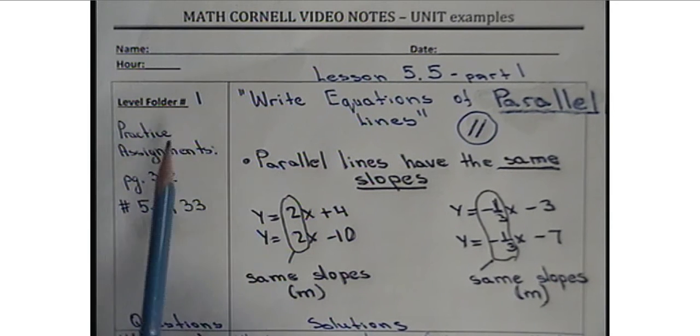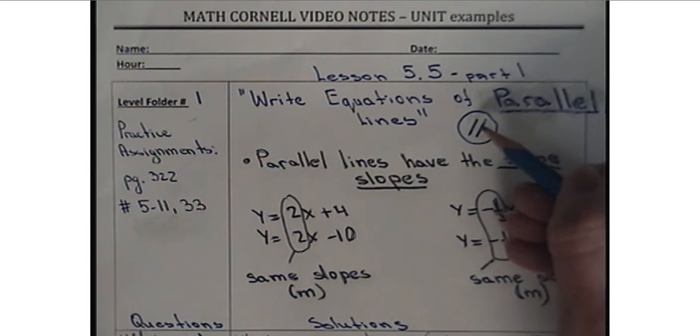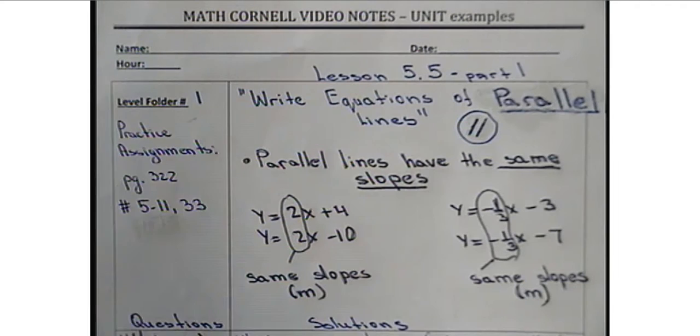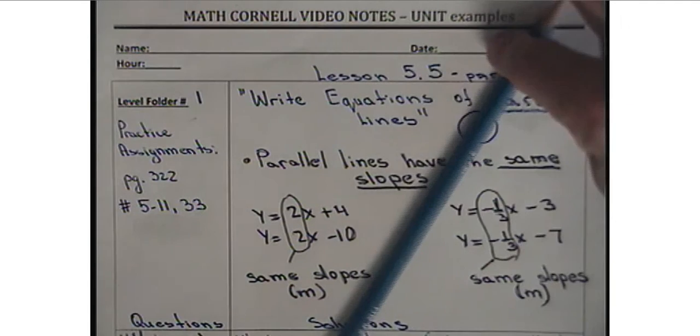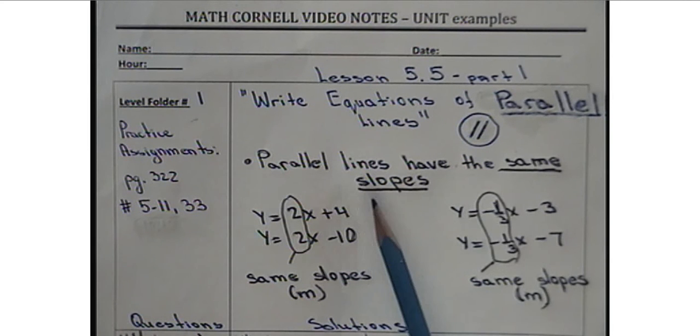So level folder 1, lesson 5.5 part 1, and the thing that you always have to remember is when we have parallel lines, and you can imagine those two lines parallel to each other, their slope of the lines will be the same. They have the same steepness, one goes this way, the other one goes the same way, they're an equal distance from each other, so we do have parallel lines, same slopes.